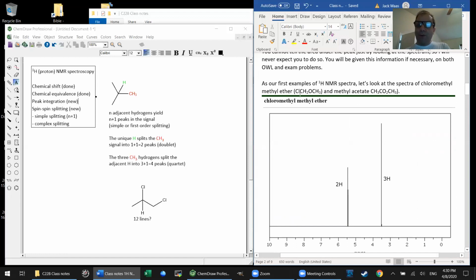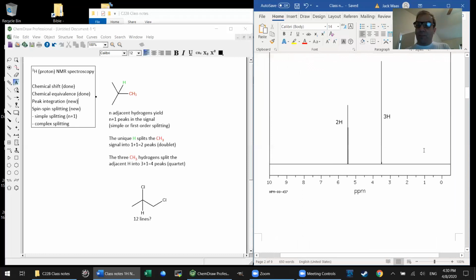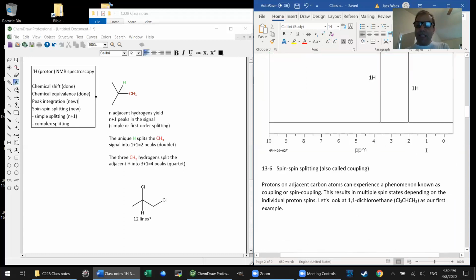Right? This methyl group and that CH2 are separated by an oxygen atom. They're not adjacent. And these two methyl groups are separated even further than that. So there is no splitting in these. We just get singlet peaks.